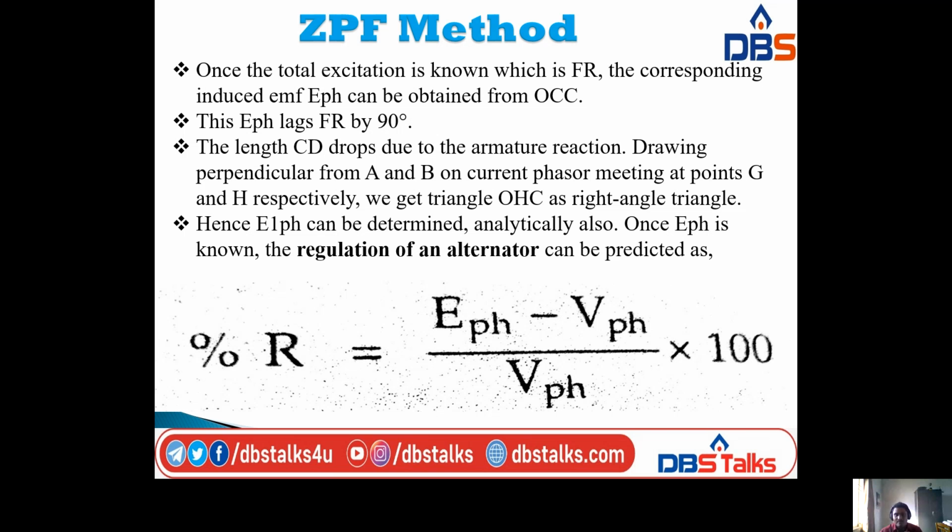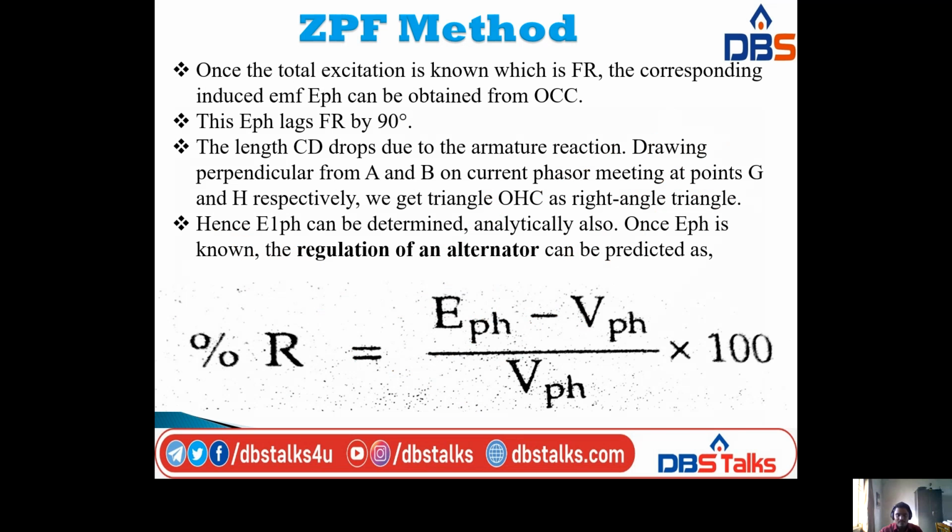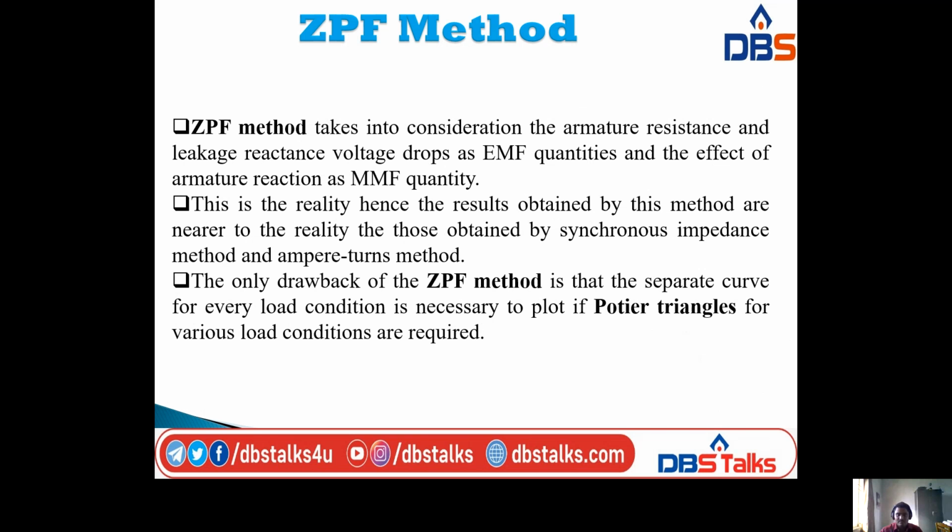Okay, we get triangle OHC as a right angle triangle. So here we have OHC. So this is the triangle. And next, hence E1 phase can be determined analytically also. Once E phase is known, the regulation of the alternator can be predicted as percentage voltage regulation is equal to (E phase minus V phase) by V phase into 100. So here E phase is the induced EMF for full load, minus V phase, by V phase into 100, V phase being the no load E phase.